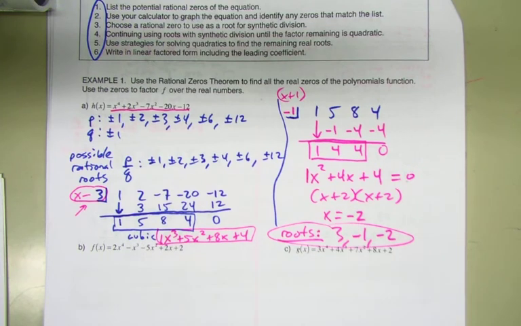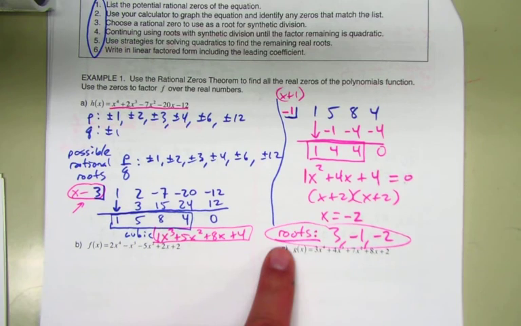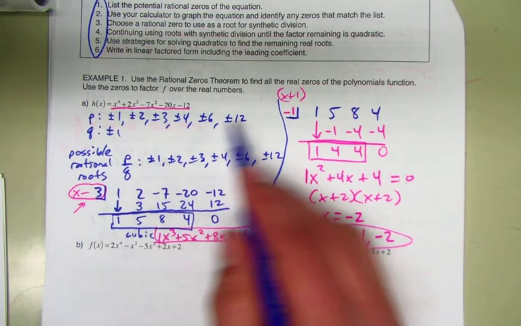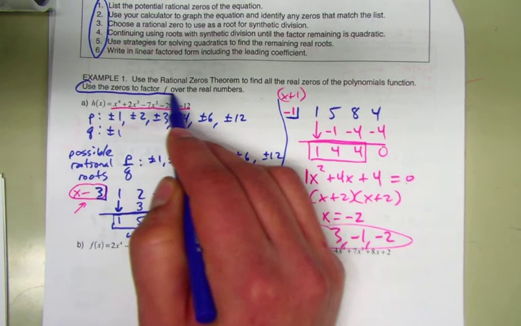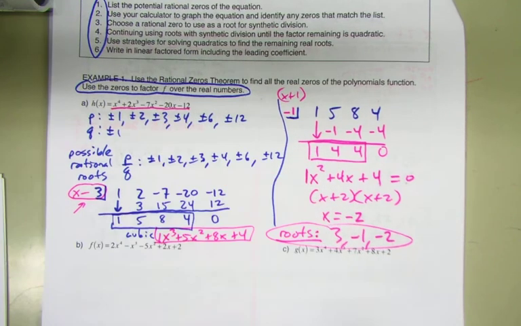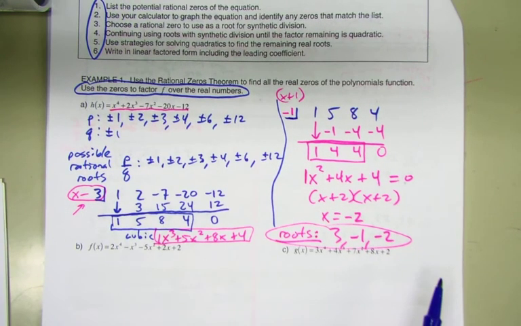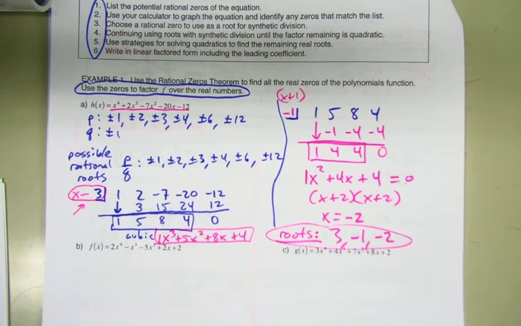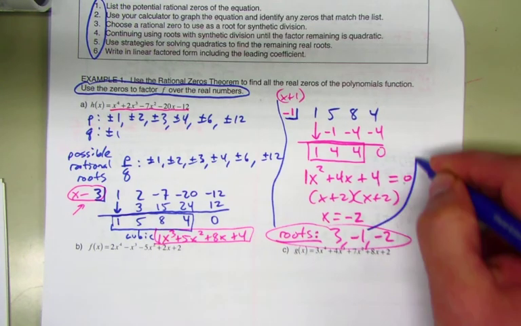Oh, I forgot one thing, you guys. I'm sorry. So we found the roots are the zeros, right? And now it says use the zeros to factor the original polynomial. Okay? So let me just kind of write my answer over here.